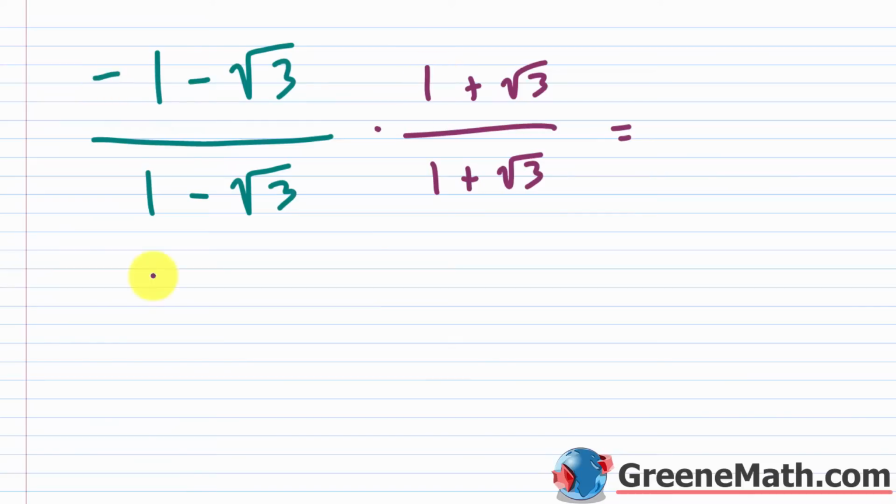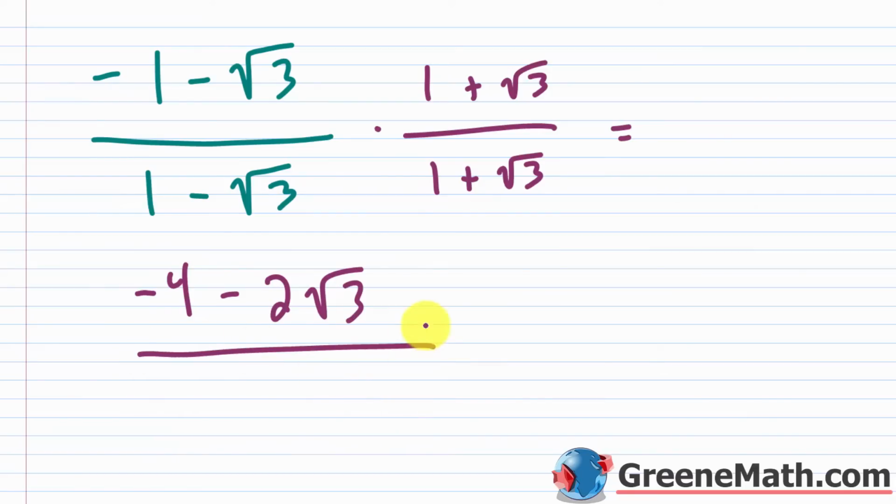So negative 1 times 1 is negative 1. And then you would have negative 1 times square root of 3, which is minus the square root of 3. And then you would have the negative of the square root of 3 times 1, which is minus the square root of 3. And then you have a negative square root of 3 times square root of 3, which is minus 3. Negative 2 times square root of 3. And of course, negative 1 minus 3 would be negative 4. So let's just write negative 4 minus 2 times square root of 3.